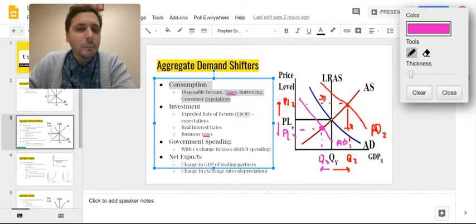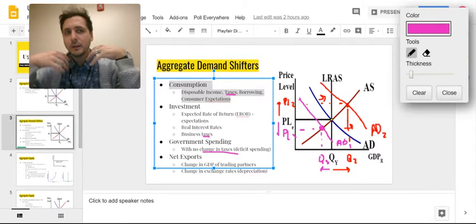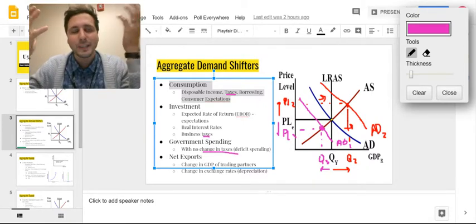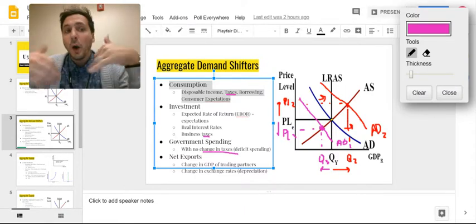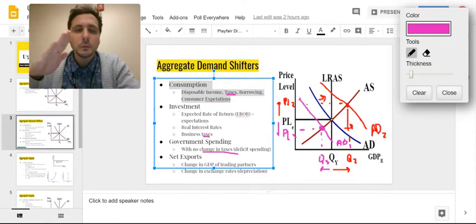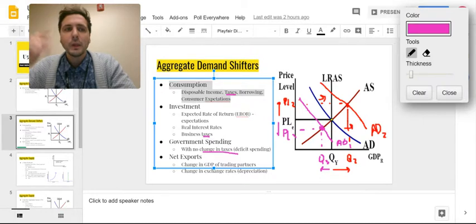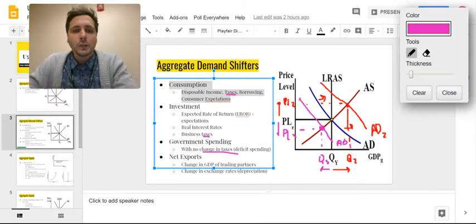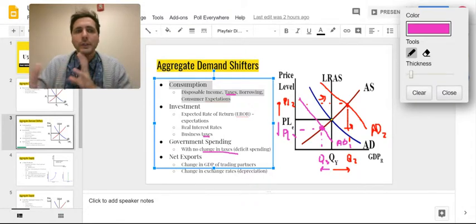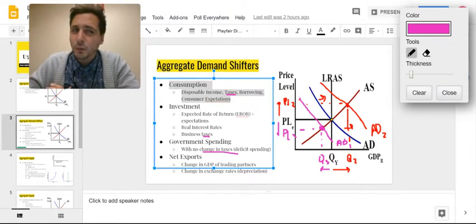All right, next up, government spending. The only really important thing you need to know here is it's government spending without a change in taxes, right? Because in the case where we're looking at how it affects aggregate demand, if I increase government spending but I also increase taxes, government spending is going to shift aggregate demand to the right, taxes are going to shift aggregate demand to the left, and so both of those things are causing an issue. They're offsetting one another, and so we're not going to see any real shift.